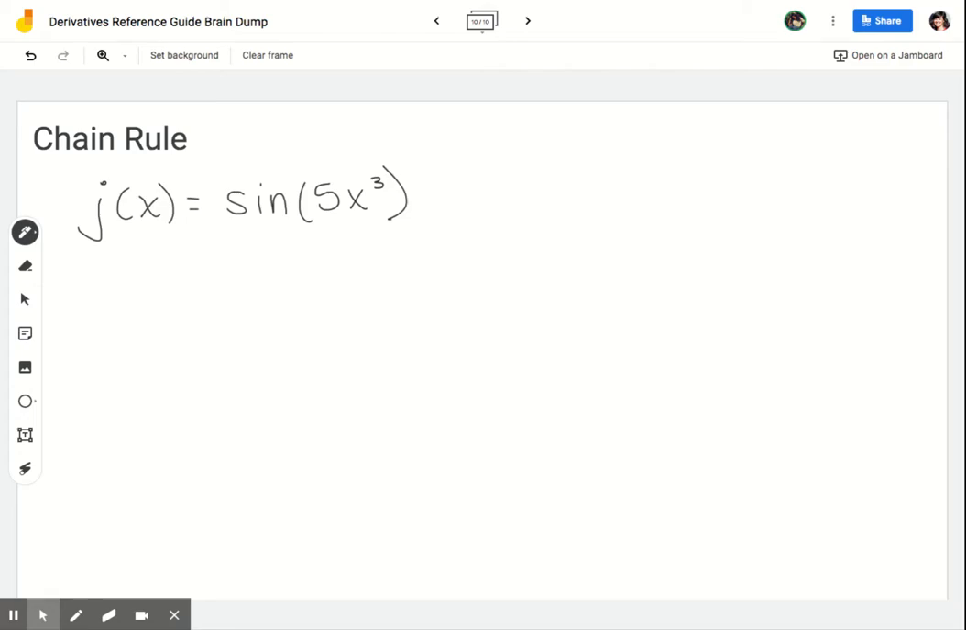So what we do is we can say here, we have sine of something. So we're going to let u equal 5x cubed. So if u equals 5x cubed, then now we can say that this function is y equals sine u. So we have two new statements here. We have u equaling 5x cubed, which is the input here, and now y equals sine u is our outside function. So our outside function, y equals sine u, our inside function, u equals 5x cubed.